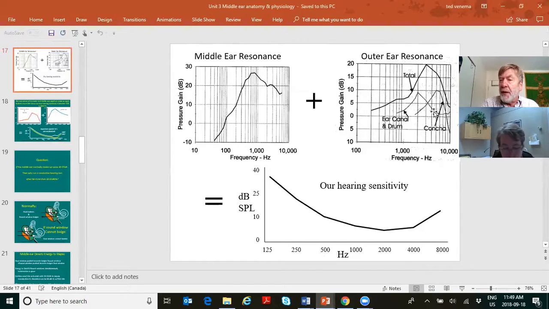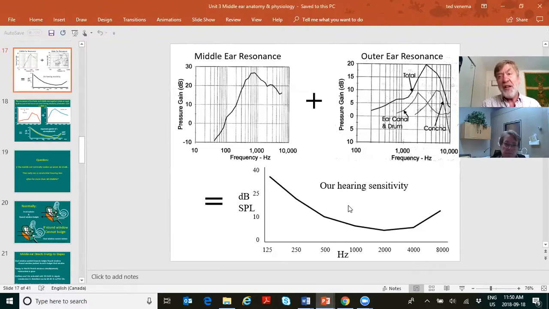And the outer ear, we've studied this a couple of weeks ago. You can see the concha bowl resonance on the far right that I'm circling, and the ear canal resonance that I'm circling here, and the sum total of those two gives you this total. So when you take the middle ear resonances and you add them to the outer ear resonances, you get that uneven hearing sensitivity that we talked about this morning in 110 acoustics.